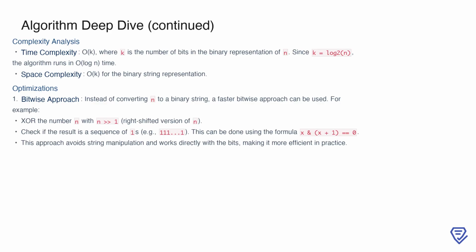However, there is an optimization that avoids string manipulation altogether and works directly with bitwise operations. In this optimized approach, the number is XOR'd with its right-shifted version. If the binary representation of the result is a sequence of ones, the number has alternating bits. To verify this, check whether the result ANDed with itself incremented by 1 equals 0. This formula ensures that the result is indeed a sequence of ones. By avoiding the need to convert the number into a binary string, this approach is more efficient and works directly with the binary representation at the bit level.